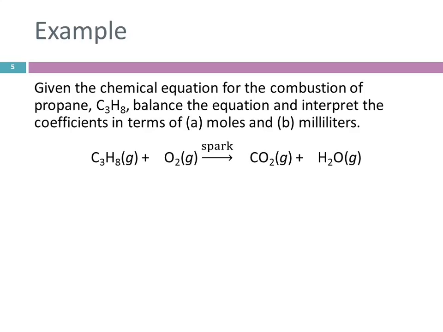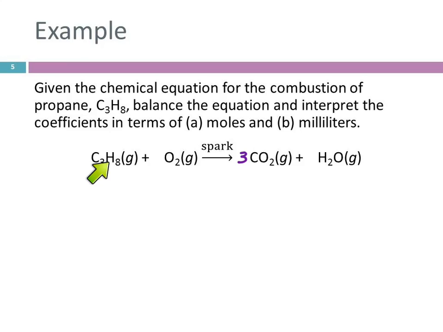Given the chemical equation for the combustion of propane, balance the equation and interpret the coefficients in terms of moles and of milliliters. First thing we have to do is balance it. Here we've got 3 carbons, and we only have 1 over there. So let's start out by putting a 3 here. This is a review of equation balancing.